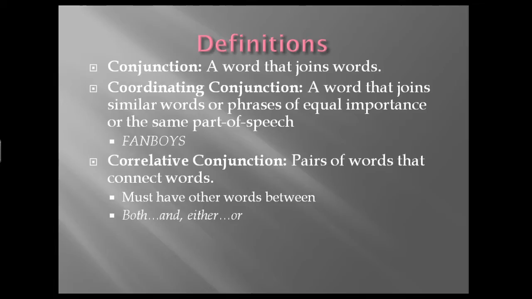There also are correlative conjunctions. These are pairs of words that connect words. There must be other words between both parts of the correlative conjunction, such as both, and; either, or; neither, nor; not only, but also.